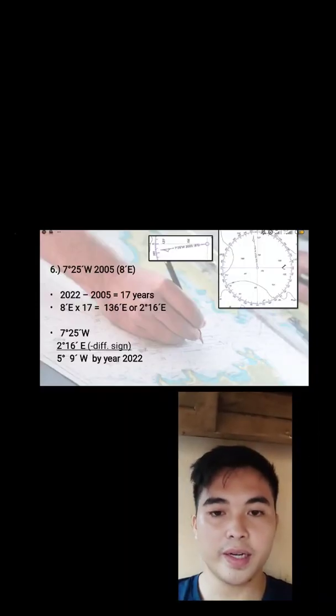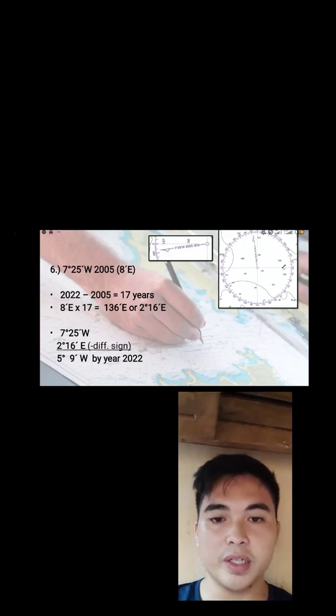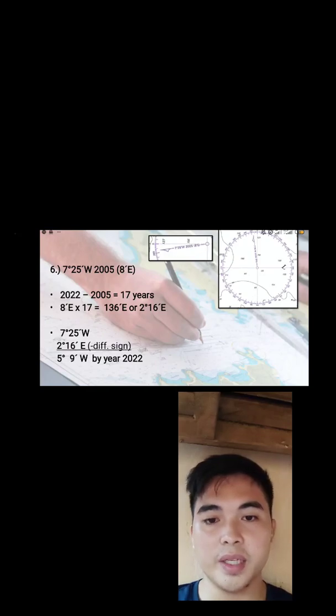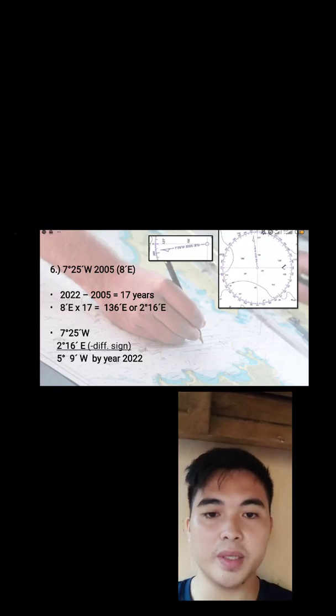So we have here an example. 7 degrees 25 minutes west in 2005, with an annual change of 8 minutes east. So 2022 minus 2005 equals 17 years. So our 8 minutes east, we need to multiply by our 17 years. So 8 minutes times 17 equals 136 minutes east, or 2 degrees 16 minutes east.